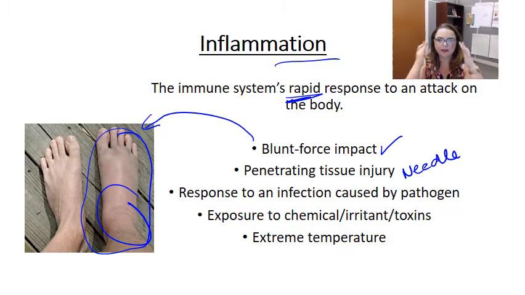Exposures to chemicals, irritants, and toxins can also lead to inflammation. Really, that's your body responding to it, trying to clear it out. And then extreme temperature as well. So burn victims will also experience a significant amount of inflammation, as will patients who have been exposed to very cold temperatures for a prolonged period of time. So all of these things will lead to the inflammatory process.